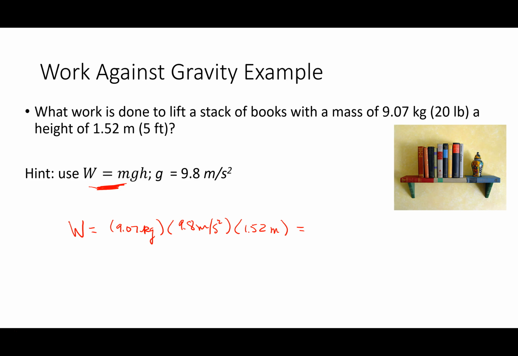So we have units of kilograms, meters per second squared, and meters. We are good to go. We are golden. So we're going to round. Our calculator is going to display something. Let's go ahead and see what the calculator displays.